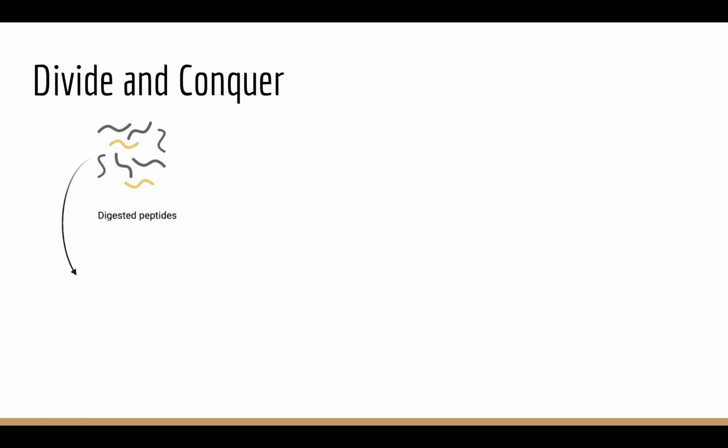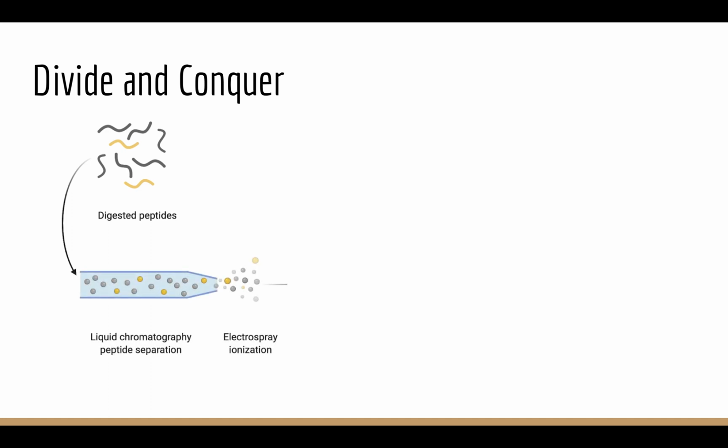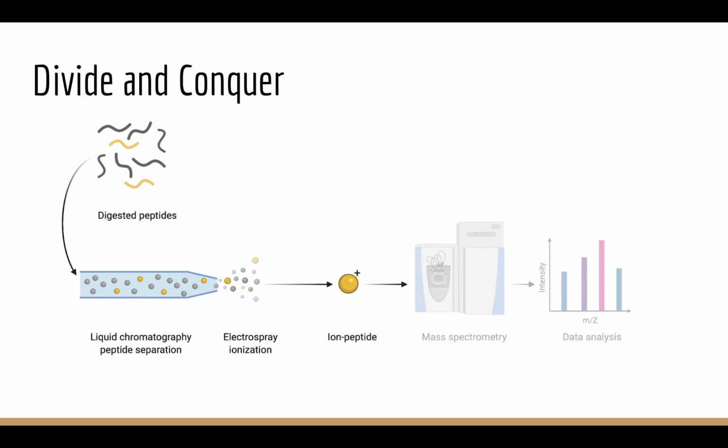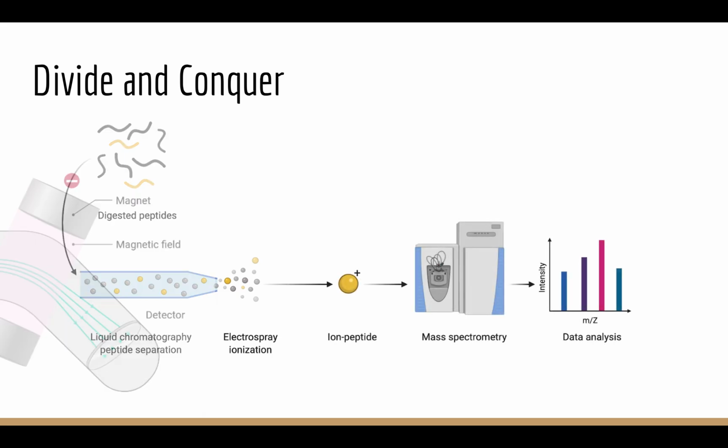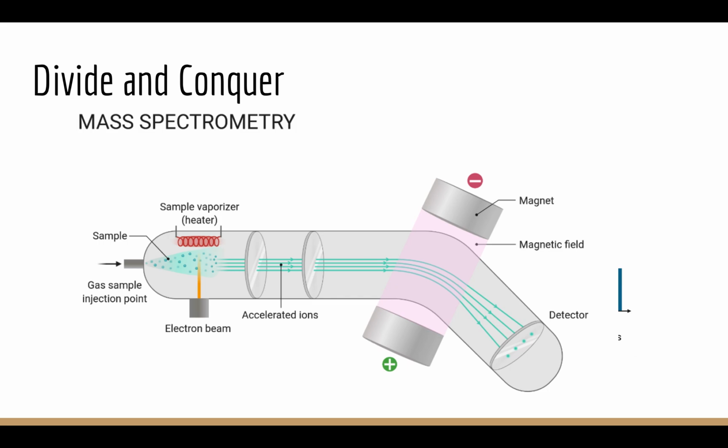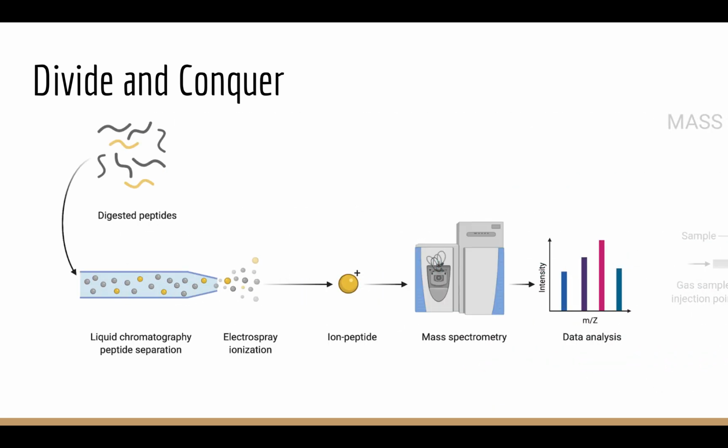We can take our digested protein at a certain time point and run it through mass spectrometry. First, we sort out these peptides, give them positive charges, and run them through a machine, something like this, that accelerates our ions through a voltage and sorts the peptides by their size. Then we can analyze our data and see what happens.